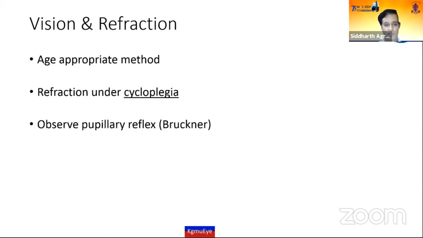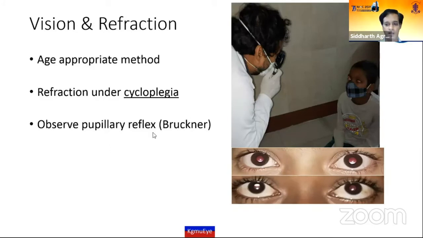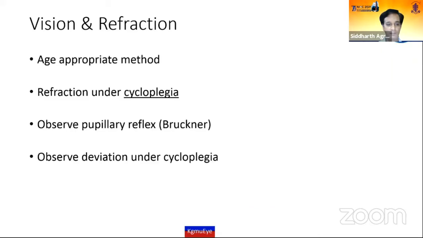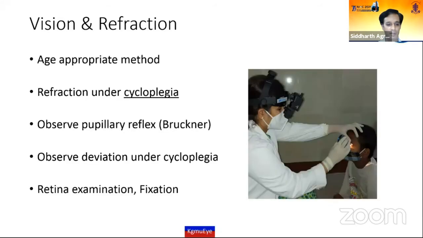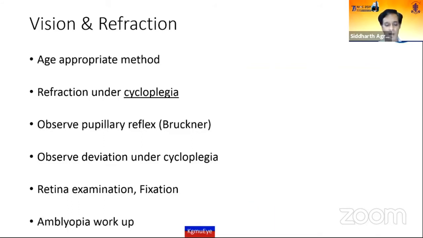Observing the pupillary reflex is a very useful tool, wherein an asymmetrical reflex, as can be seen in the lower photograph, or an unhealthy reflex gives us significant information about the patient. It is also useful to observe the deviation under cycloplegia, as when the patient is under cycloplegia, the accommodative effort is gone. This is the time to perform retina examination and assess the fixation of the patient. And should amblyopia be suspected, attempt must be made to rule out all the other causes of poor vision and also to quantify amblyopia.